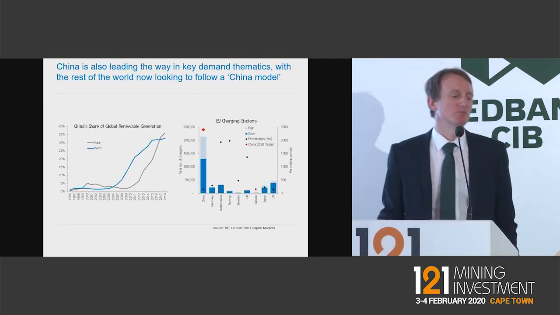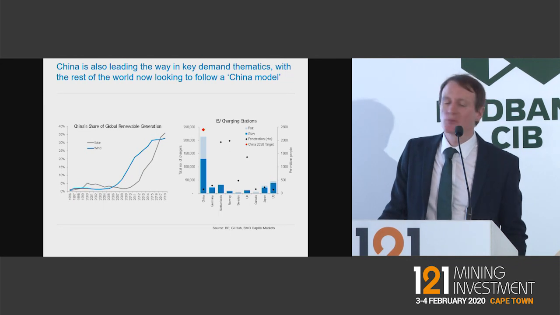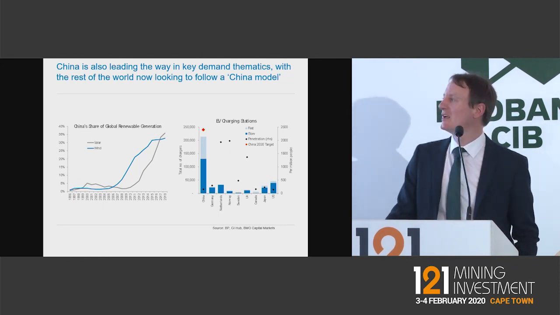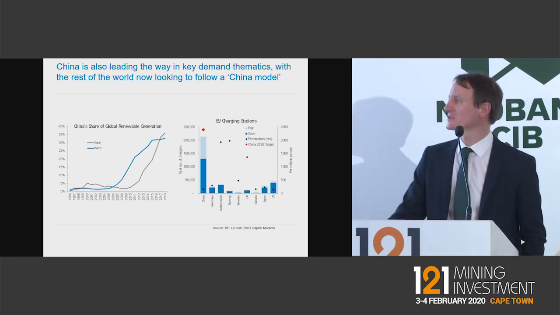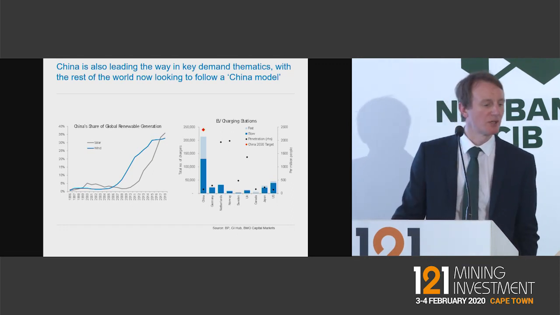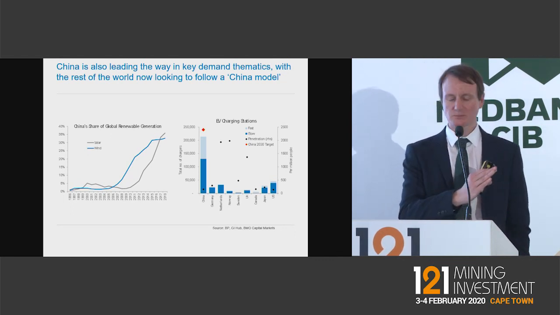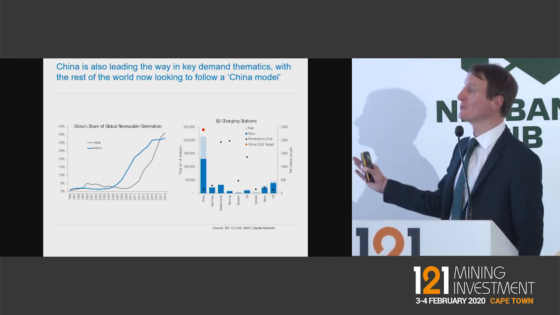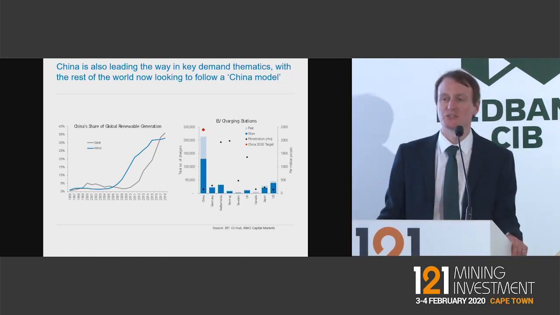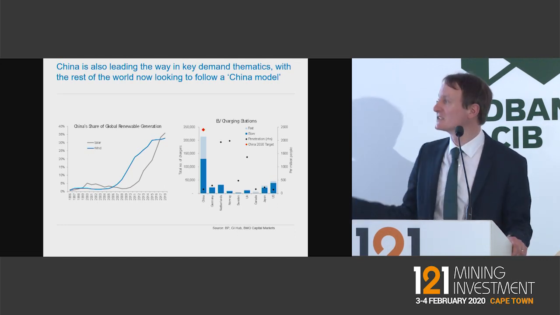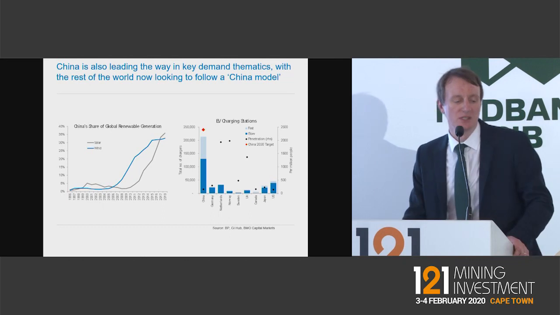Back to China. If we're talking about long-term thematics, what are we looking at? Renewable energy and electric vehicles. They are, of course, the key areas of growth for many of the commodities we look at over the coming 5 to 10 years. What's interesting is they are global thematics, let's be clear, but if anything, China's led the way in them. China's share of global renewable generation is above 30%. I've put up on the right-hand side electric vehicle charging stations.